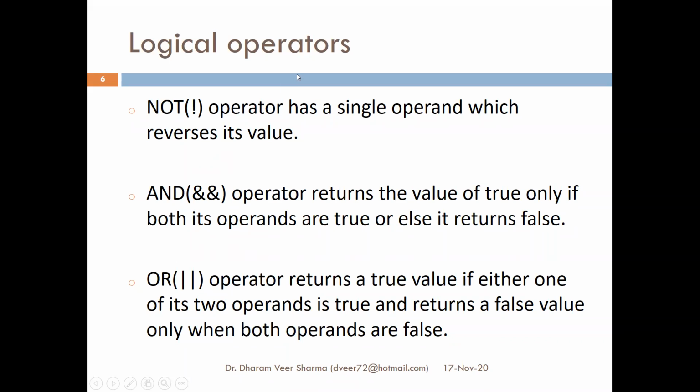So the second category is logical operators. Not is used when you want to negate something as a single operand, which reverses its value. And logical and is used when you want to combine two or more conditions. Or is used when we are checking for one of the two conditions to be true. When we are using and, both the conditions should be true. We'll discuss it in detail a little later.